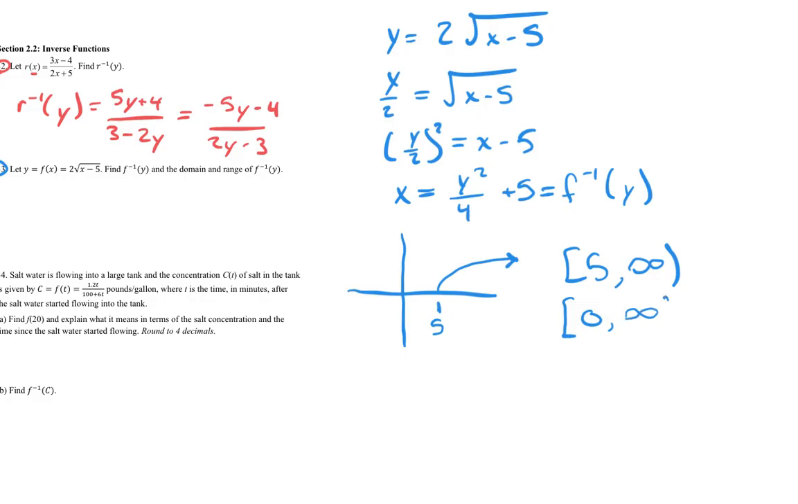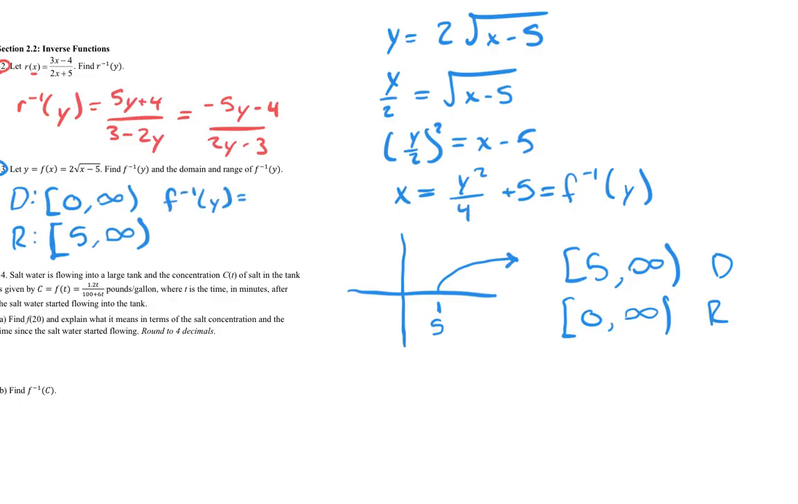This is the domain of our original function, and the range is 0 to infinity. So whenever we find the inverse function, the domain and range are going to be swapped. So this is the domain of our original, this is the range of our original. So the domain of our inverse function is the range of our original. So domain is going to become 0 to infinity, and our range is going to be, bracket, 5 to infinity. And again, the inverse function, f inverse of y, was just equal to y squared over 4 plus 5.